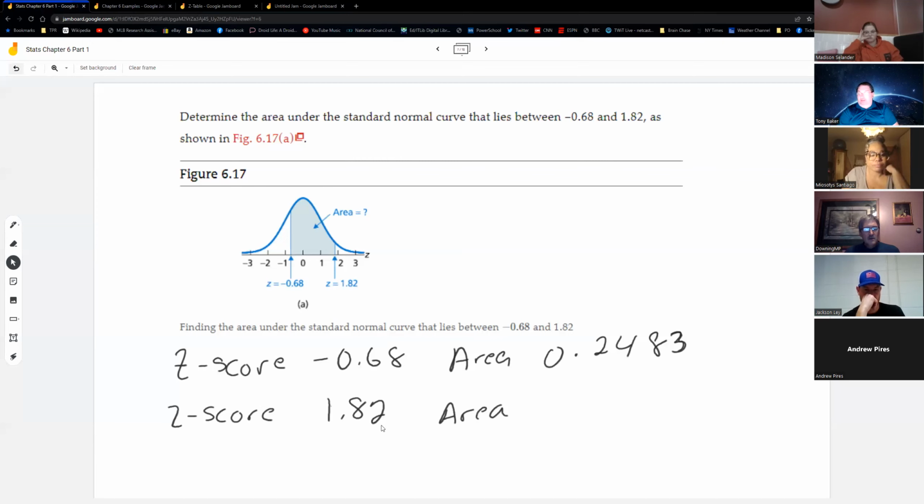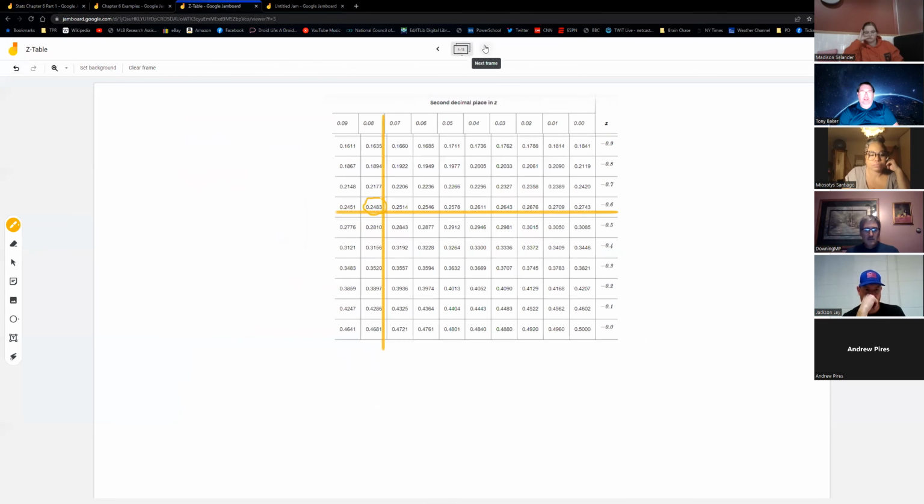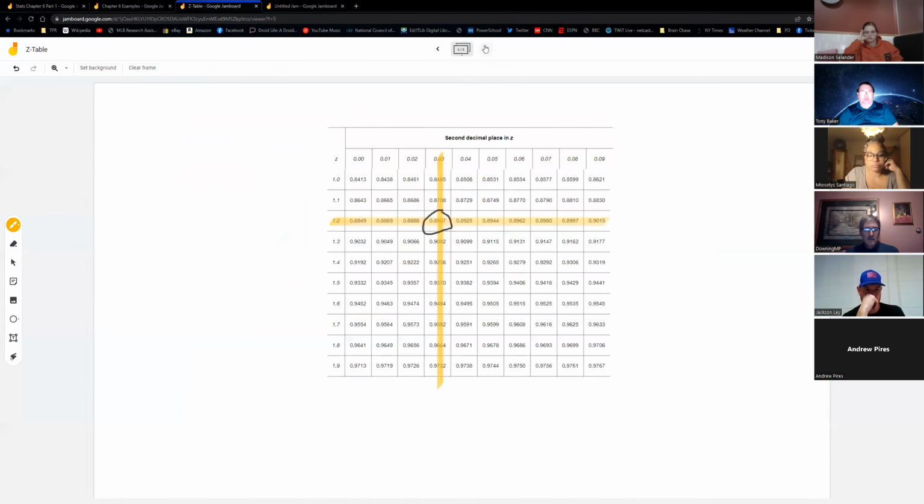All right, now let's look at the 1.82. Let's find them both and then we'll figure out what we have to do with it. We have to go 1.82, so I'm going to erase all this. Then 1.8, and then 2. So we're right here. So we got 0.9656.